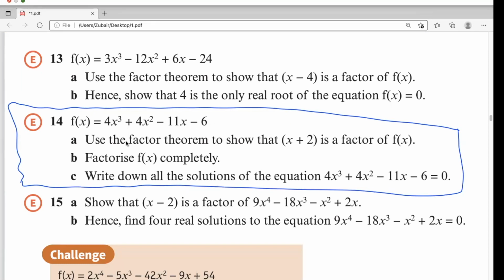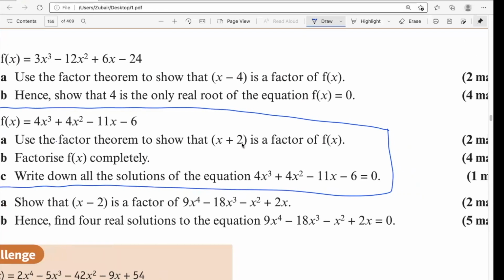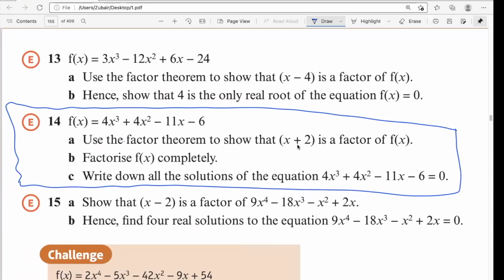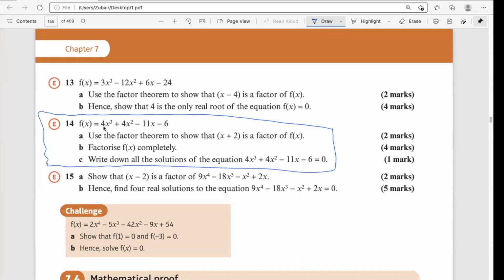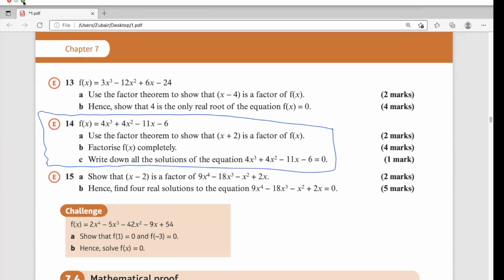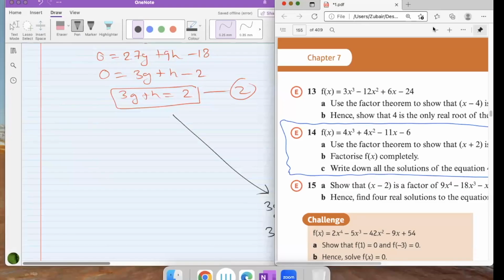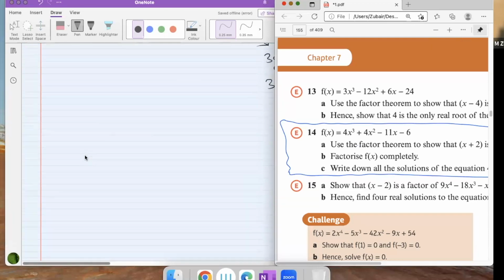Sir? It says use the factor theorem to show that x plus 2 is a factor. There are two ways. Either you can substitute x equals minus 2 in this and show that the remainder is 0, or you can use long division. We will use long division because the second part requires that. So it will save our time and energy rather than going into two different methods, because in the second part we definitely need it.